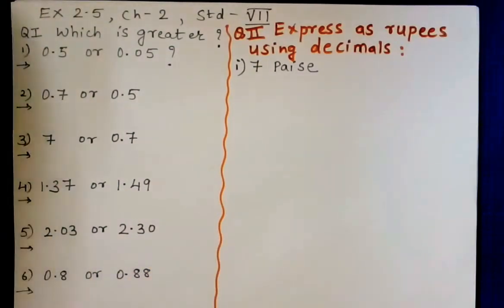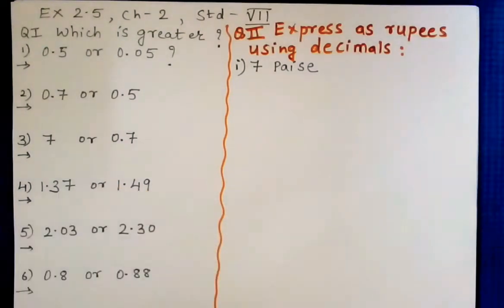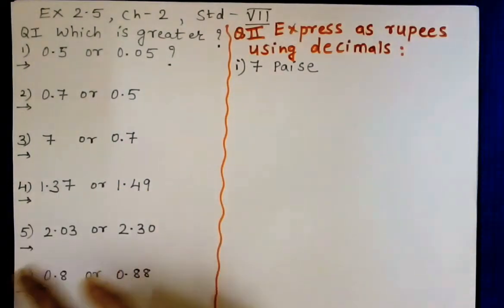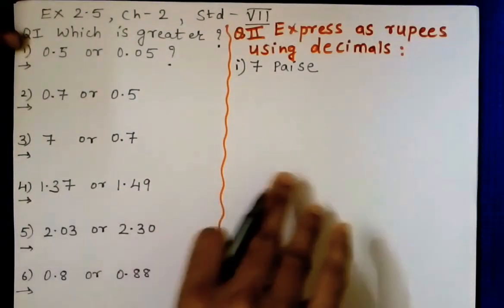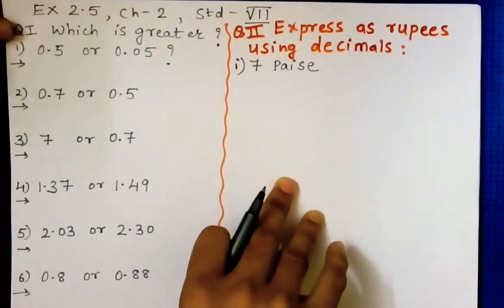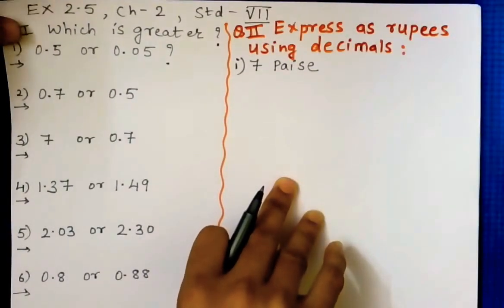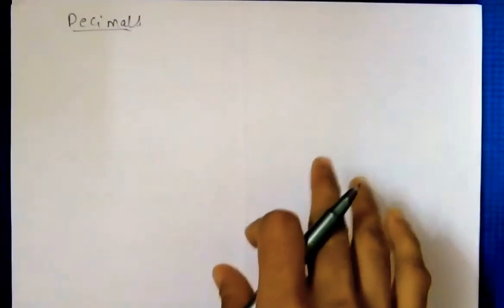Now before we start our exercise 2.5, we will quickly revise some basic terms related to decimals, which you have already studied in your previous classes. Let us go through that. So, first of all, what are decimals? Whenever you divide any whole number into parts, whatever you get is called a decimal.